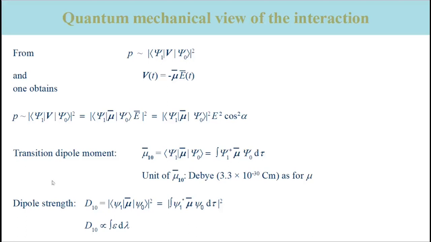Dipole strength, D10, is the squared absolute value of the transition dipole moment. It is proportional to the transition probability and therefore also to the integrated absorption coefficient epsilon, as shown here. The Einstein coefficient A for spontaneous emission and the Einstein coefficient B for induced absorption or emission are also proportional to this quantity. We've met these coefficients already in the lecture Introduction to Spectroscopy.